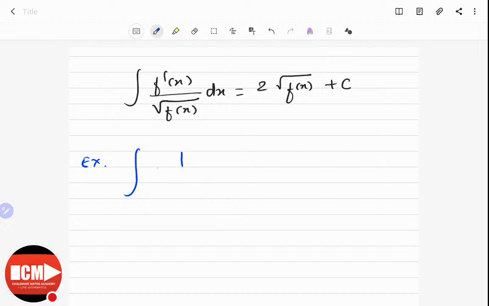The next one in the list is integration of 1 upon x into under root log x with respect to x. Please send me your final answer for this question. There is a small rearrangement that you have to do first, and after that you will get your final answer. Try to solve this question, friends.